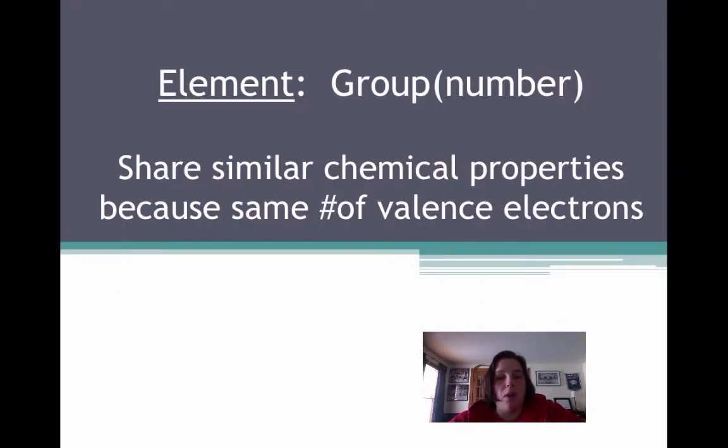Next thing I'm going to teach you how to find is the group number, and I want you to get used to putting those two words together, group number. Now, what's the big deal about a group number? Well, everybody that has that same group number shares very similar chemical properties, because they all have the same number of valence electrons. Now, don't get too worried if you don't remember that those valence electrons are on the outermost layer or the outermost shell. I'm going to give you a whole video on how to do that.